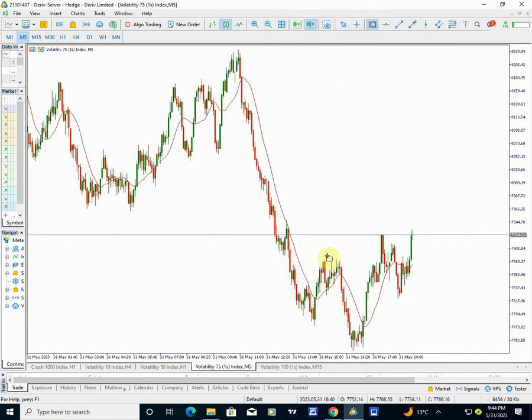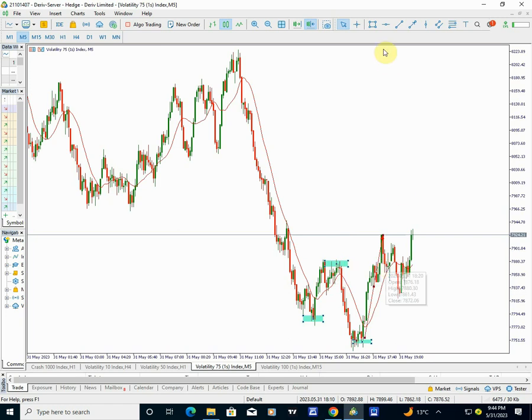Beautiful. As you can see, the market was forming lower lows, lower highs, and then a lower low, and then the market started moving up as fast as possible. As you can see, this was a big move. So the market broke above our last high here.